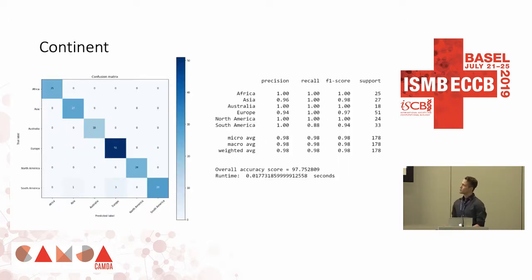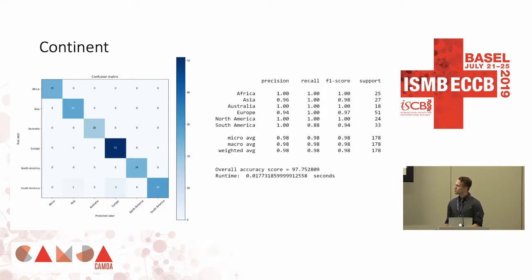So I'll go straight into the results. At the continent level, all of our continent predictions had F1 scores greater than the 90th percentile, and our overall accuracy was approximately 98%.